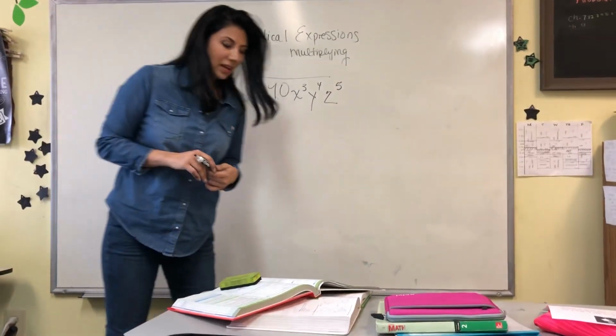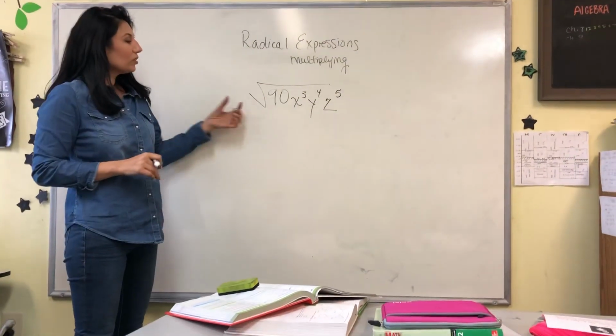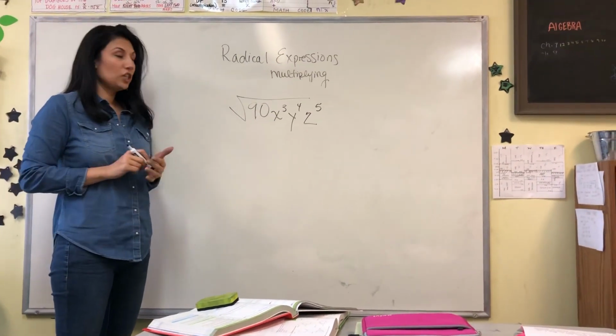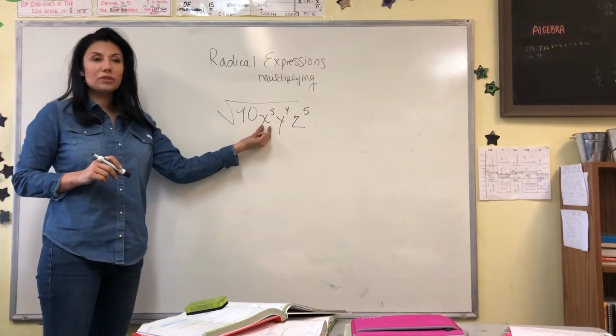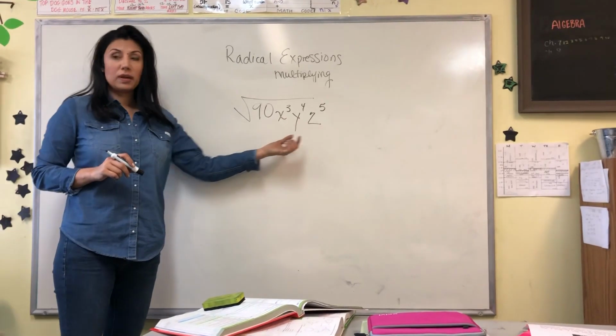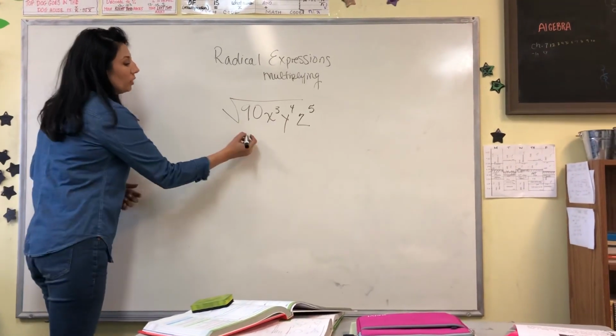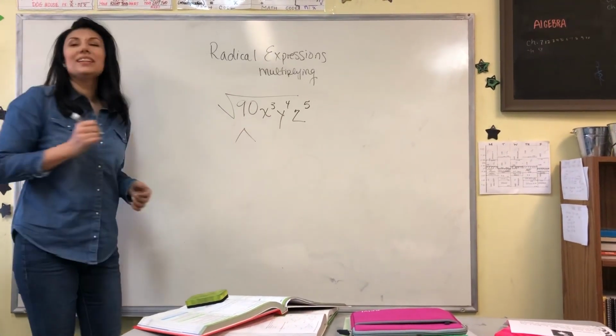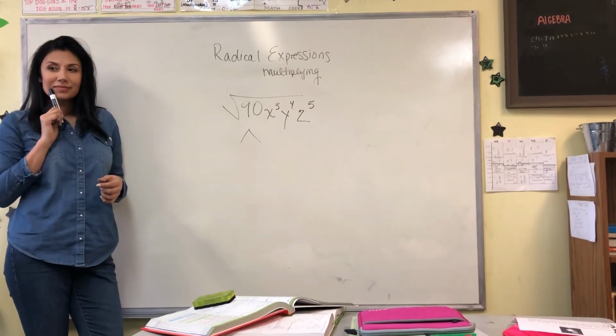So we're going to keep simplifying some radicals. This one, we're going to start with the coefficient. We're going to do one variable, the second, and then the third, okay? Starting with the 90. How can I break this up? Any ideas? 45 and 2.